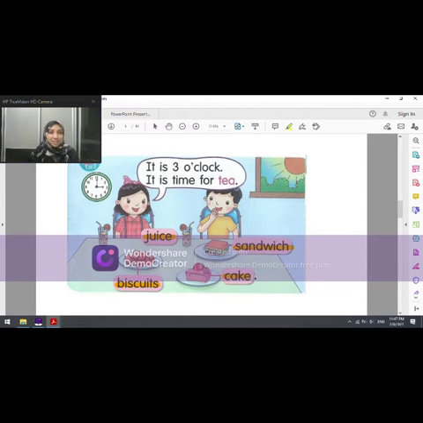So now let's read the sentence together. It is 3 o'clock. It is time for tea. Sekarang pukul 3 petang. Sekarang masa untuk minum petang. So tea in Malay is called minum petang. So these are the food that you have for tea. We have juice, sandwich, biscuit, and also cake.